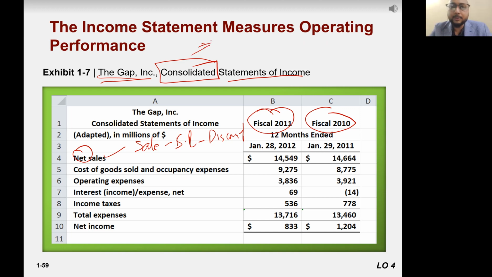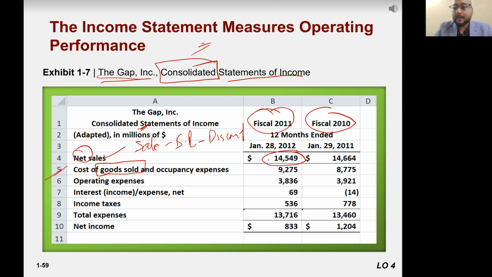Don't get confused. So first of all, you write down the net sales and then minus cost of goods sold. What is cost of goods sold? Pay close attention to the word itself, cost of goods sold. So they sold this worth of amount. So this is in millions. 14,549 means $14,549 million they have sold.